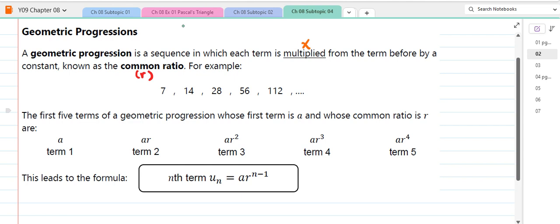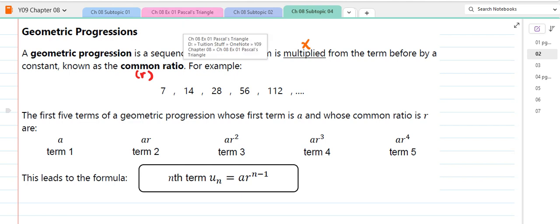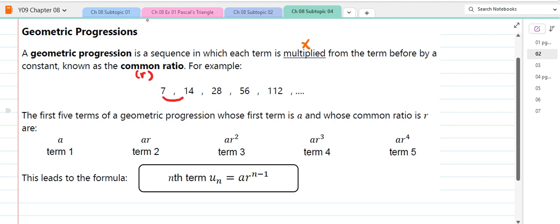For example, if we have a look at these numbers, 7, 14, and the next terms are 28, 56, and 112. It is quite obvious that the rule you will use is multiply by 2. Because 7 times 2 is 14, and 14 times 2 is 28. Consistently, this is your 2. So the common ratio is 2, right? So r is 2.